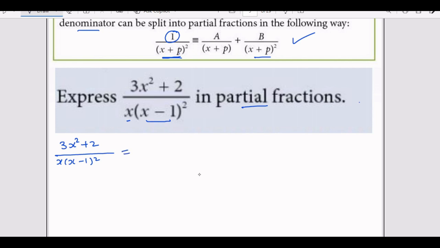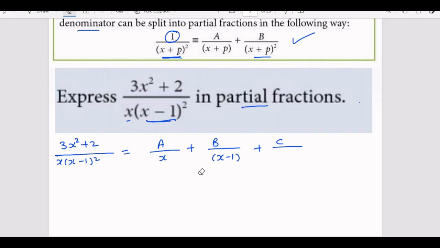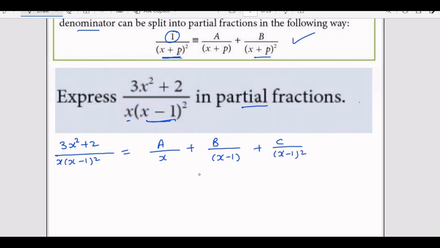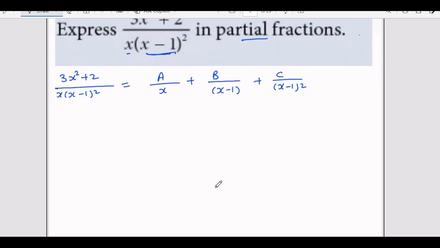So this then is going to be A over the first factor, which is x, then B over x minus 1, and then C over, sorry, not square, we will write the square in the second, here it will be (x minus 1) squared, right? So now we will again simplify the same way we did previously to find out the values of A, B and C. So I think now you understand.